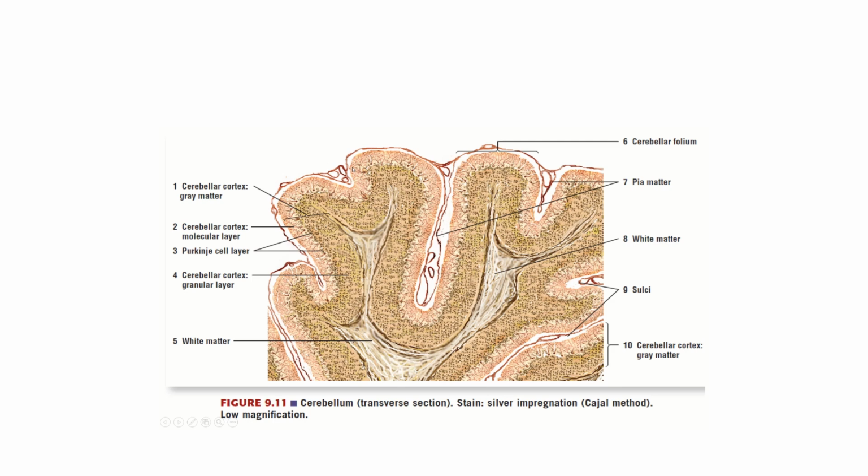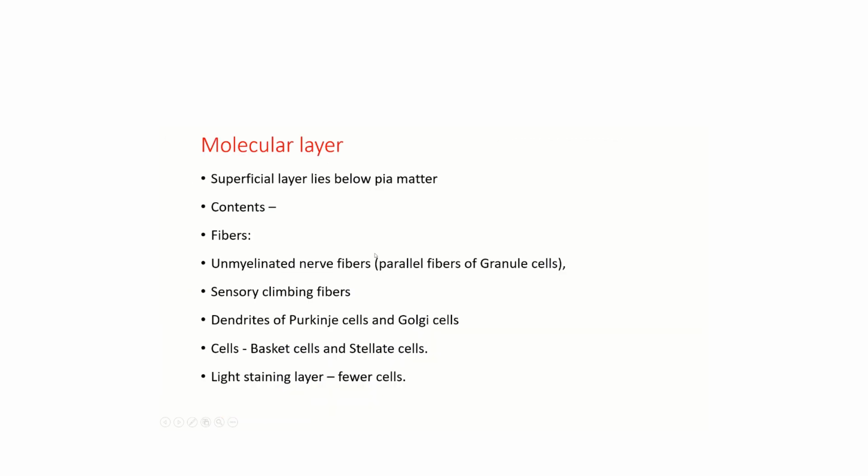So you can see here, this is the outer molecular layer with basket and stellate cells. This is the middle Purkinje cell layer with the cell bodies of the Purkinje cells. And this is the inner granular layer, which has the maximum number of cells. The main variety of cells in this is the granule cells and the Golgi cells. And you can see this is the central core of white matter in the folium.